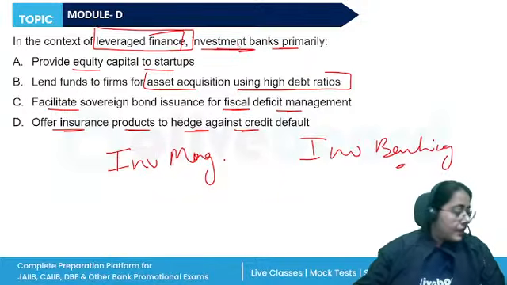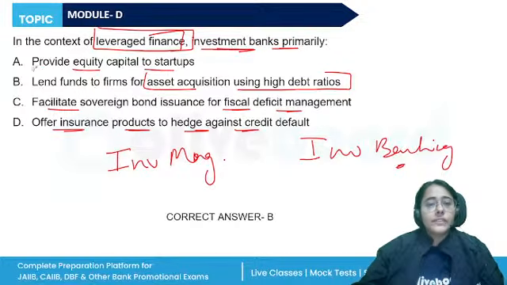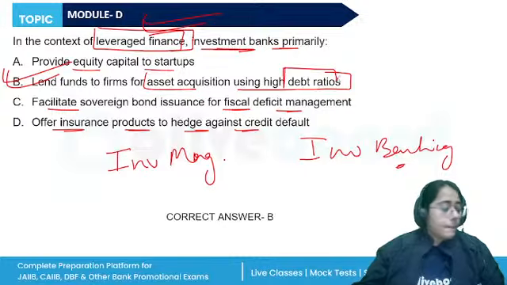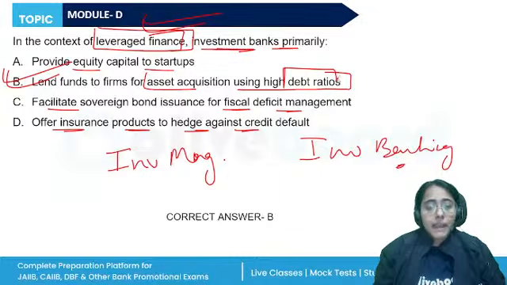They lend the funds to firms for asset acquisition using a high debt ratio. Leverage means debt. Using leverage means using debt. Okay, so what is the difference between investment management and investment banking?